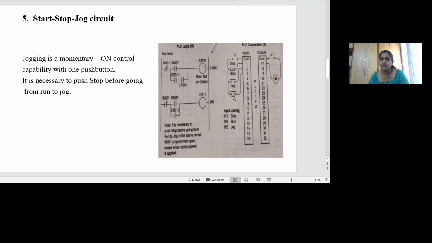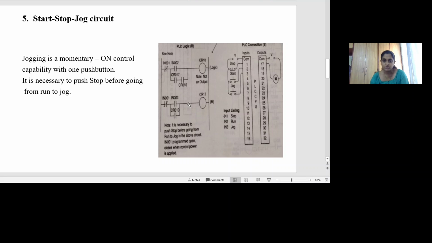Whenever I need to go from run to jog, run is one stage, jog is one stage, I need to operate a stop switch here, connected between the common and terminal 1. Then I have a motor connected between the common and terminal 17.